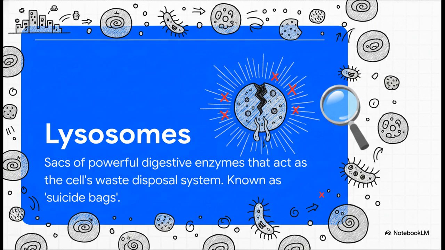And here's why. If a cell gets too damaged or old, the lysosomes can actually burst on purpose, releasing those enzymes and, well, digesting the entire cell from the inside out, a form of self-destruct.